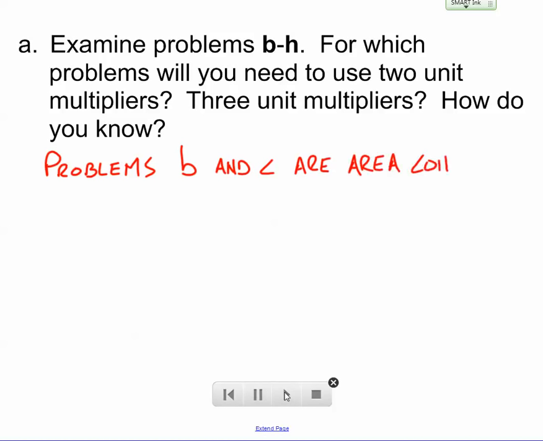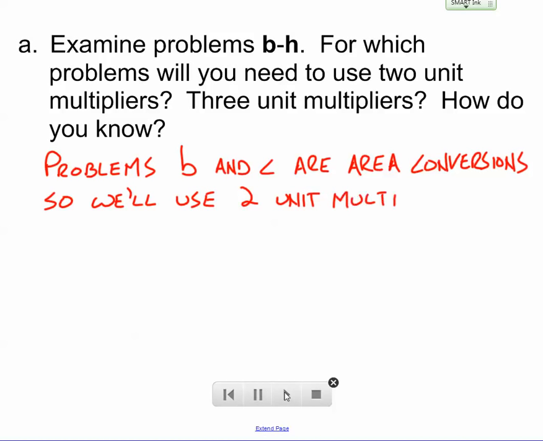They are area conversions. And since they're area conversions, we're going to need 2 unit multipliers. We'll see how that's done when we actually get to those problems.